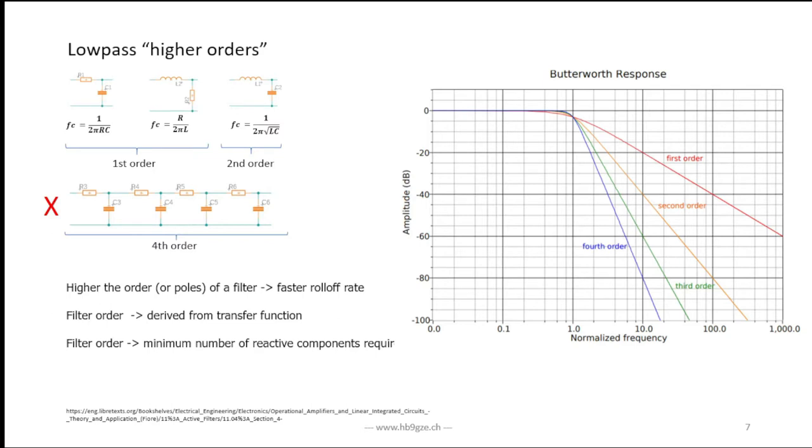And at a certain point, it's not practical anymore, and you will load your RC stages before, and this is giving you a completely different corner frequency. That's certainly not the corner frequency of one RC. This is a much lower corner frequency. We'll take a look at that in a second.